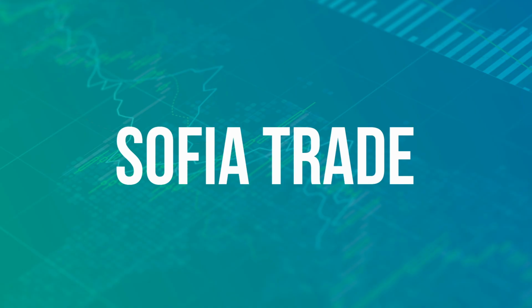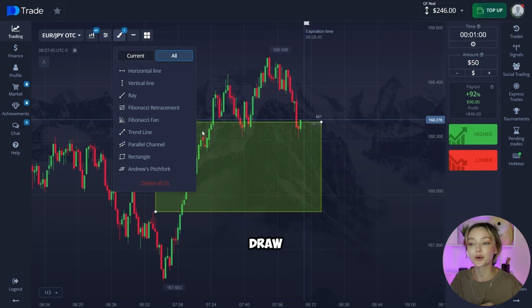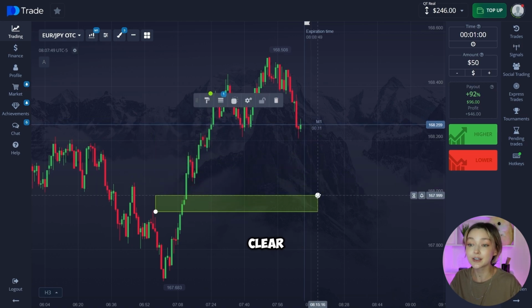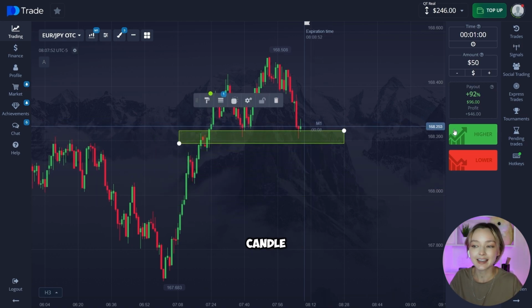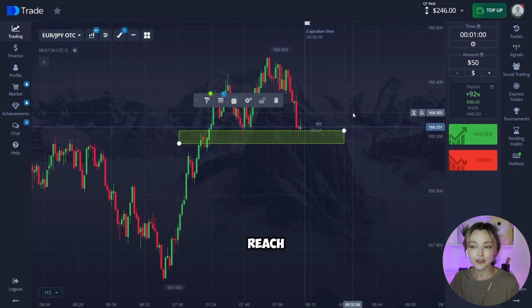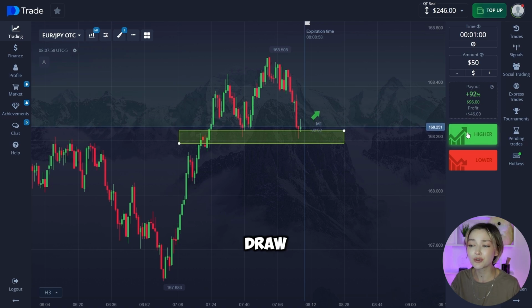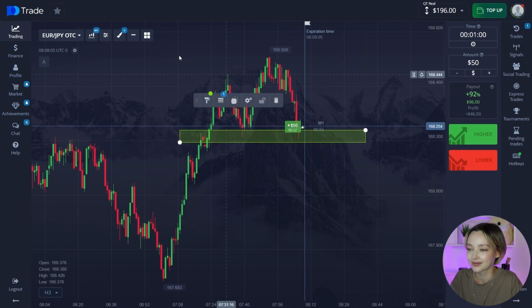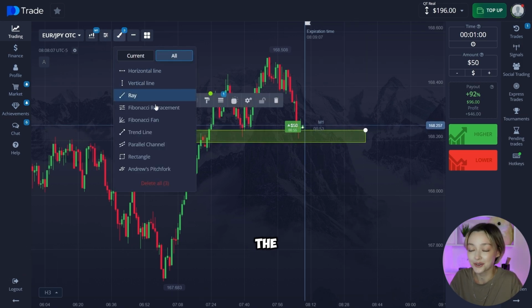Let's carry on. Another great example, let's draw our levels right away. Everything's just as simple here: there's a clear level over there, waiting for the candle to close and placing a trade upwards. Potentially the price might reach the top levels. We didn't care to draw it. We don't have that much time to spare because it's too obvious anyway, I guess. So we place the trade.